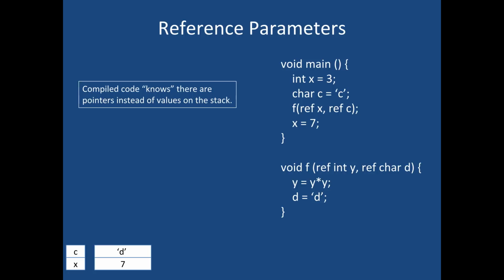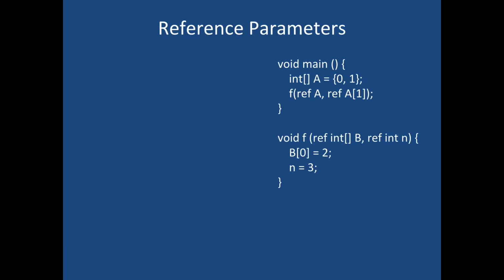Okay? So the compiled code knows that they're going to be pointers instead of values on the stack. It knows which offsets contain references to somewhere else on the stack and which don't. All right?